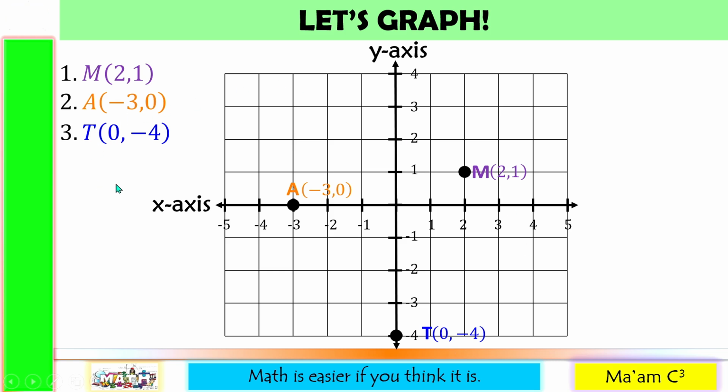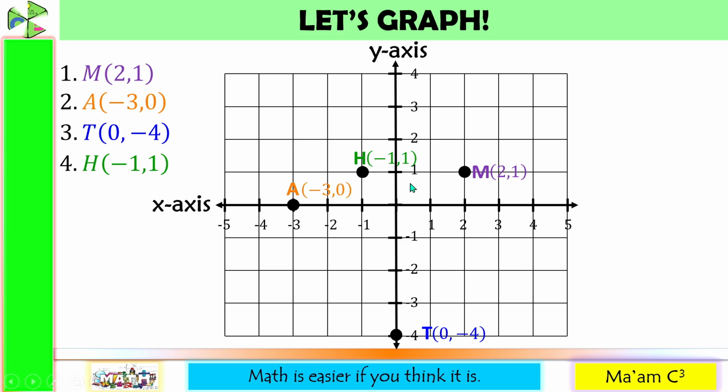Let's have the last one. Let's have point H with coordinates negative 1, 1. So again, starting from the origin, the x-coordinate is negative 1. So from the origin, you're going to move to the left 1 unit. Let us do that. From here, 1 unit to the left. And then from here, our y-coordinate is positive 1. So it means we're going to move up by 1 unit. So from here, 1 unit, it's here. This is now the point H with coordinates negative 1, 1.